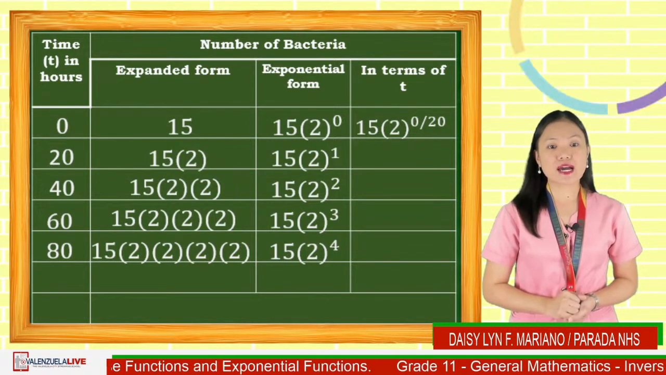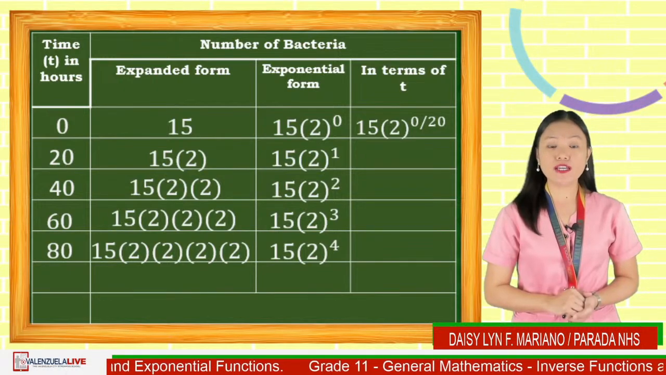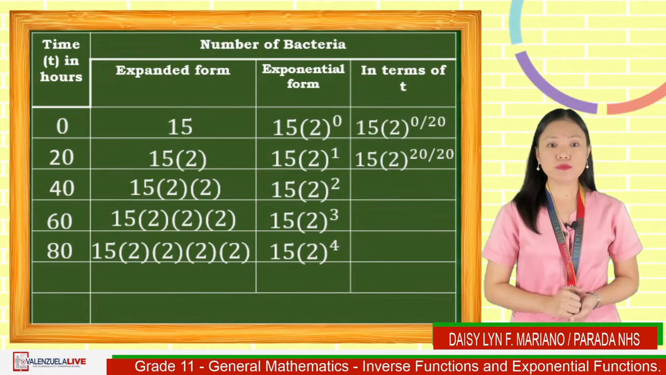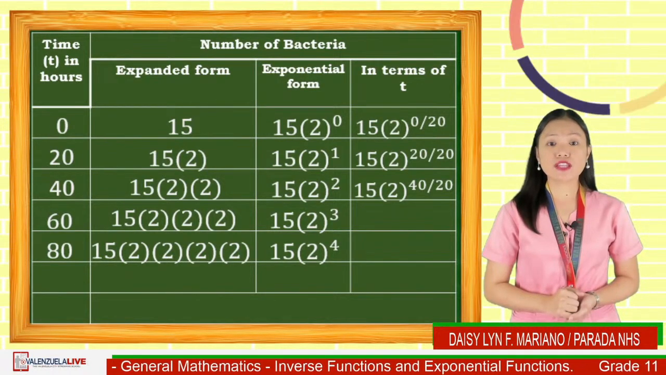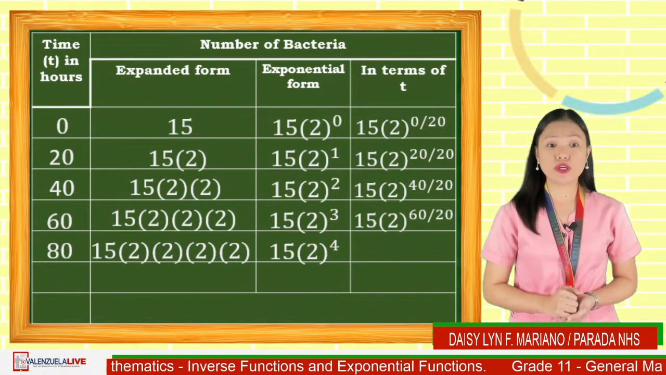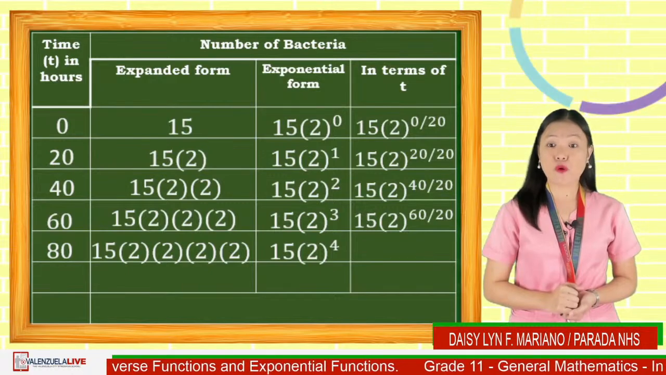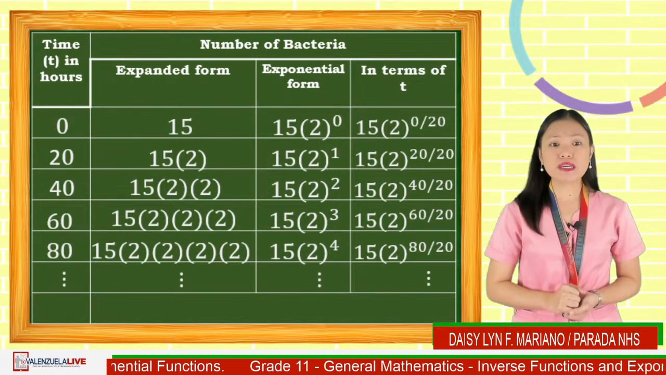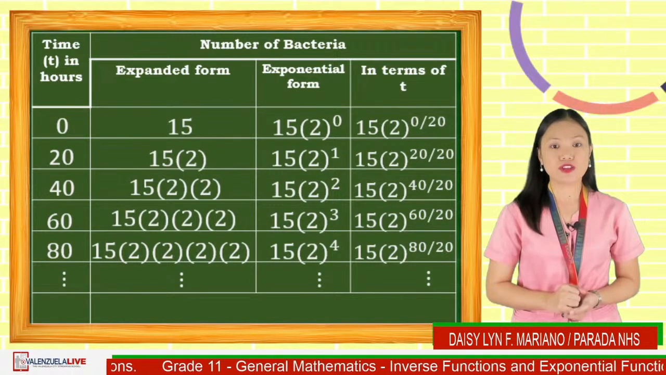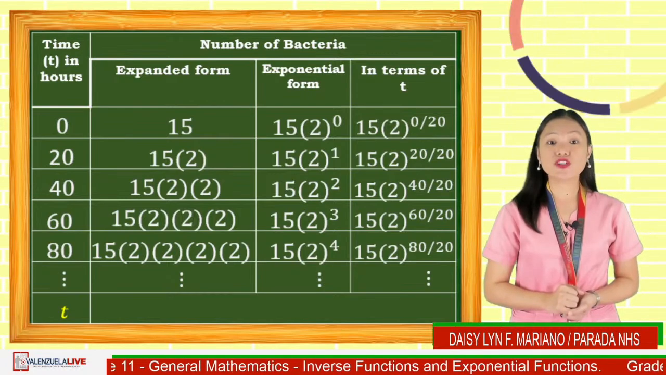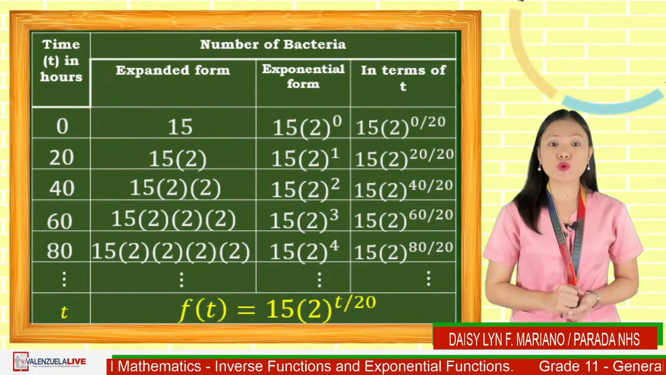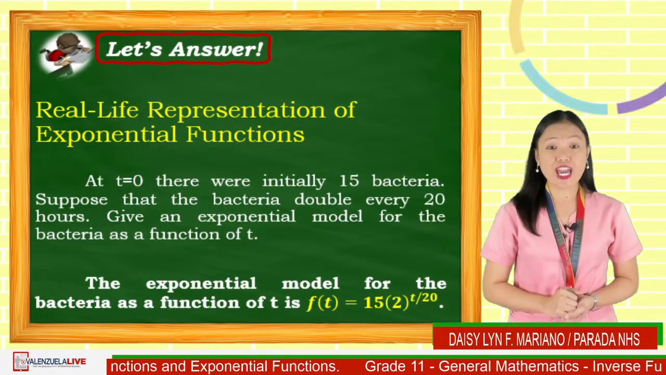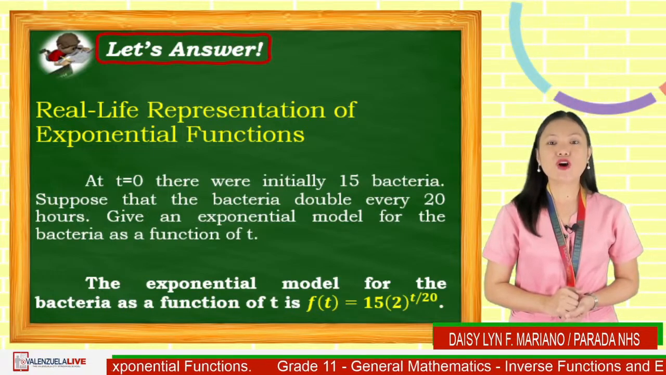We will do the same on the succeeding examples. That is, to rewrite 15 times 2 raised to 1, the exponent should be 20 over 20. To rewrite 15 times 2 raised to 2, the exponent should be 40 over 20. To rewrite 15 times 2 raised to 3, the exponent should be 60 over 20. And last, to rewrite 15 times 2 raised to 4, the exponent should be 80 over 20. If this will continue, what could be the exponential model of the number of bacteria given the number of times it will double? If your answer is f of t is equal to 15 times 2 raised to the quotient of t and 20, you are correct. The exponential model for the bacteria as a function of t is f of t is equal to 15 times 2 raised to t over 20.